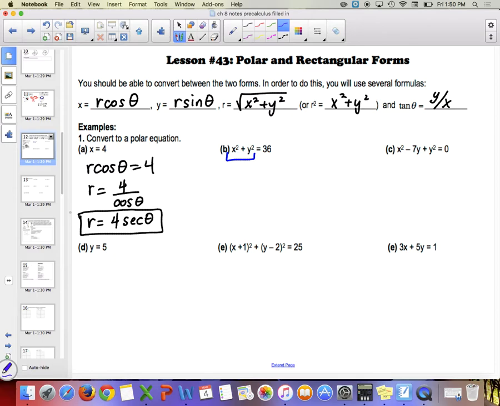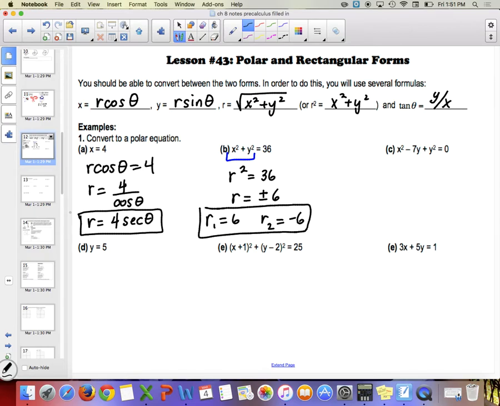All right, so here we got x squared plus y squared equals 36. What did I say x squared plus y squared was equal to? r squared. So r squared equals 36. Oh, I like these. r equals 6. So r equals plus or minus 6, right? So this would actually be 2 equations. You can write r1 equals 6, and you can have r2 equals negative 6 if you want. But yeah, it would technically be 2. Actually, you know what? I'm just going to say r equals 6.